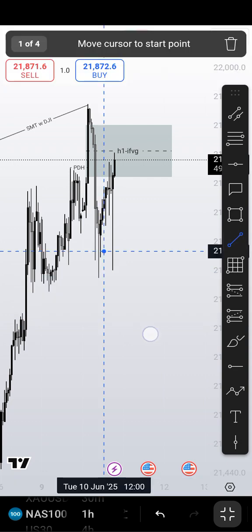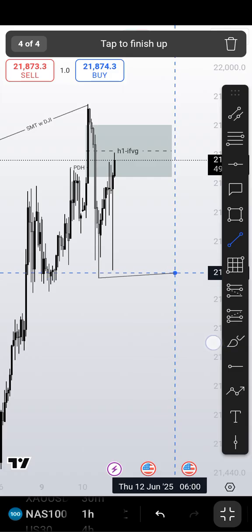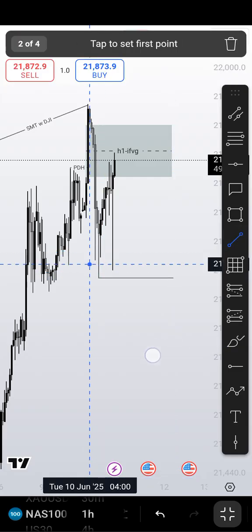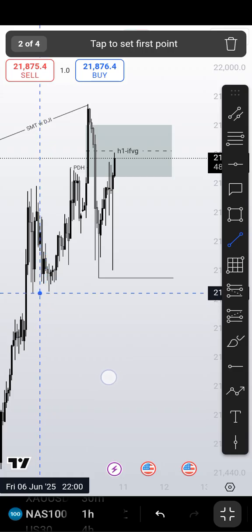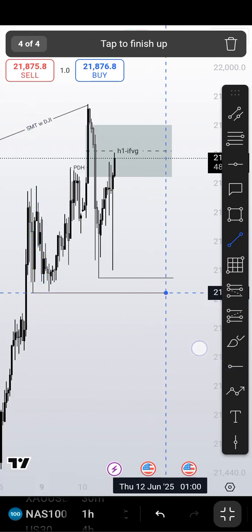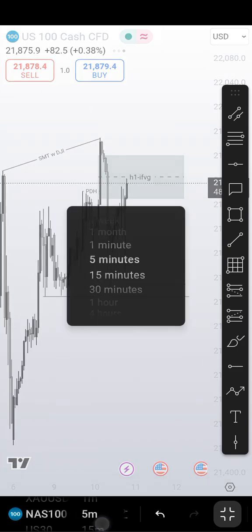Well, let me highlight my lows again. This one right here, and this one right here, I think, or this one, either or, man, it doesn't really matter. Let me highlight both of them. They look like relative equal lows, but yeah. Then after that, I went on the 1-minute time frame.